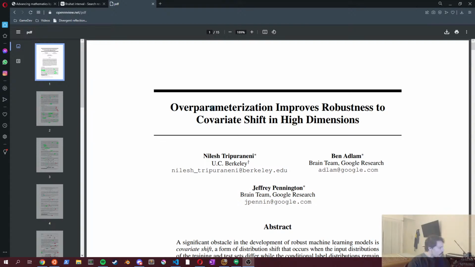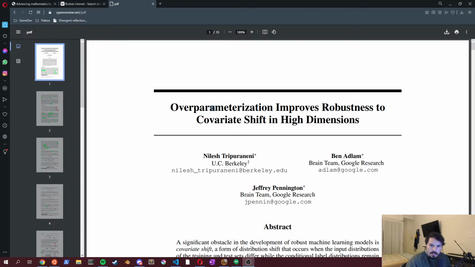Yes. All right, great. So tonight I'm going to do another quick little paper reading. Today we're going to be looking at, let me pop open the other screen. There we go. So we're going to be looking at this paper, which is from NeurIPS this year. NeurIPS is kind of like the biggest machine learning conference. This paper is called Overparameterization Improves Robustness to Covariate Shift in High Dimensions.